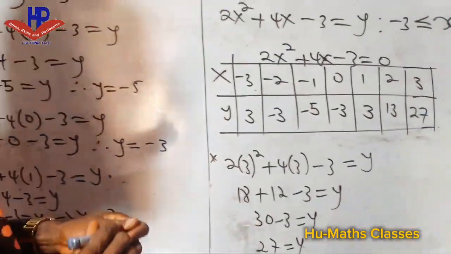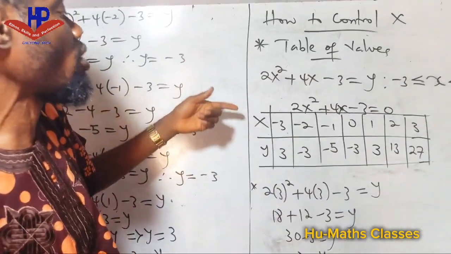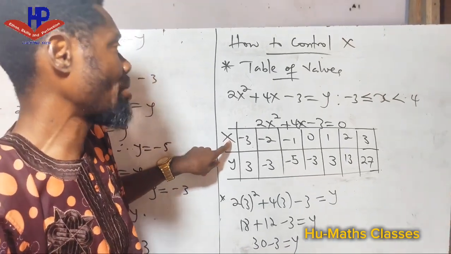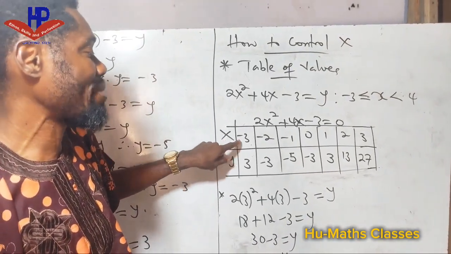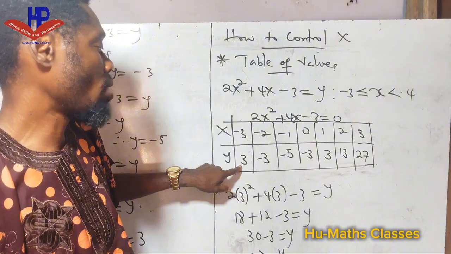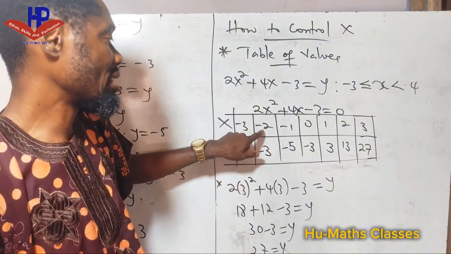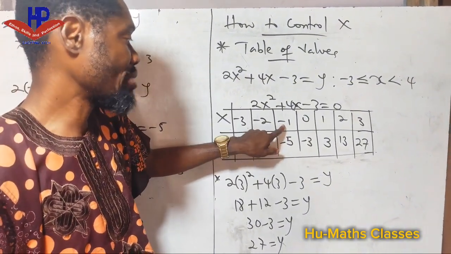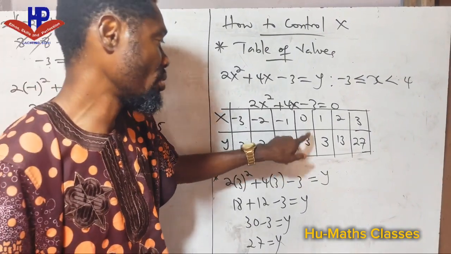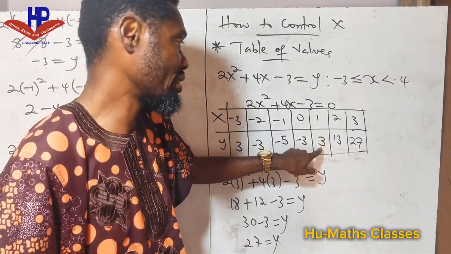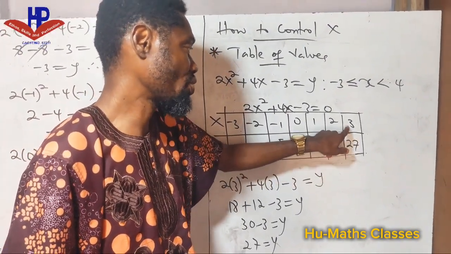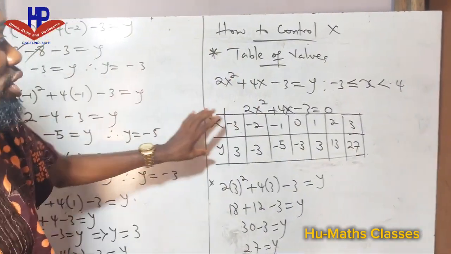So these are the corresponding values of y after controlling the x variable, which is the independent variable. So when x is minus 3, y is 3. When x is minus 2, y is minus 3. When x is minus 1, y is minus 5. When x is 0, y is minus 3. When x is 1, y is 3. When x is 2, y is 13. When x is 3, y is 27. So these are the values for y.